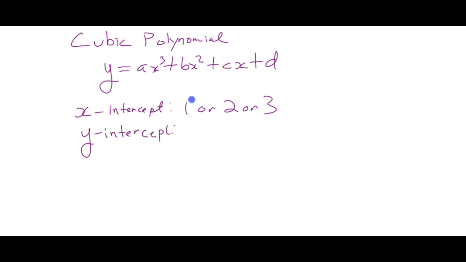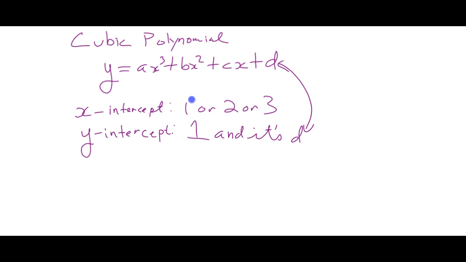Y-intercept, how many? And it is d, right? How do you get the y-intercept? You set x equal to 0, right? That's gone, that's gone, that's gone. You're just left with y equals d. So any polynomial, I give you an actual equation, say, hey, what's the y-intercept, right? It's no-brainer, right? You just write down whatever the constant term is, right?